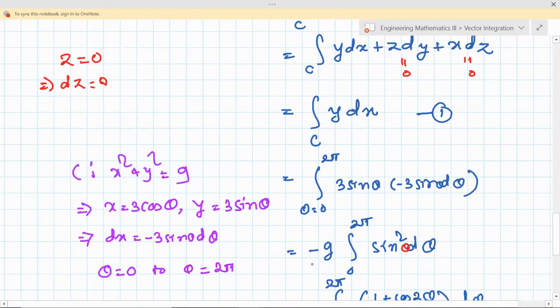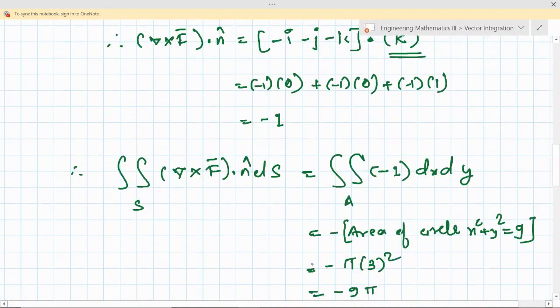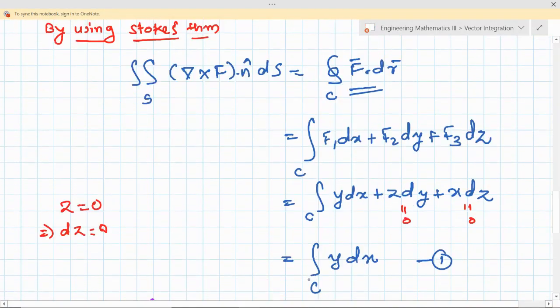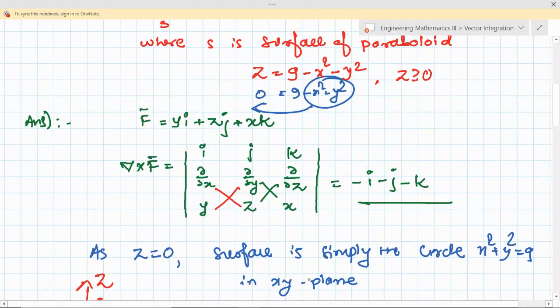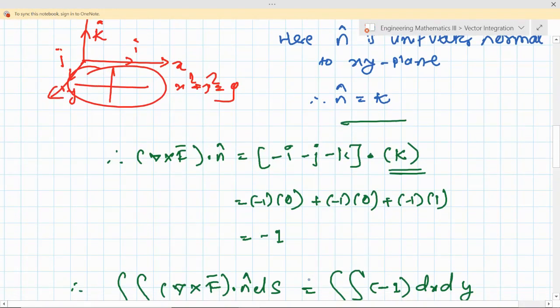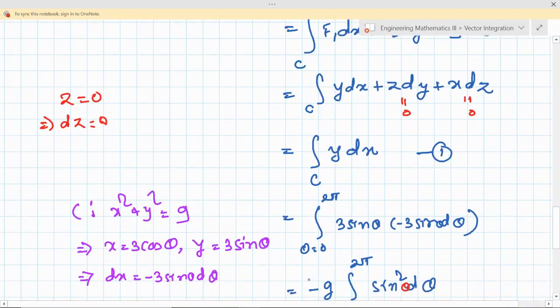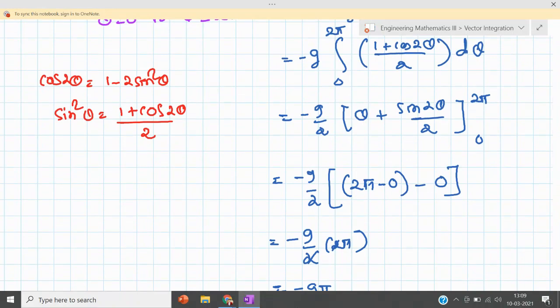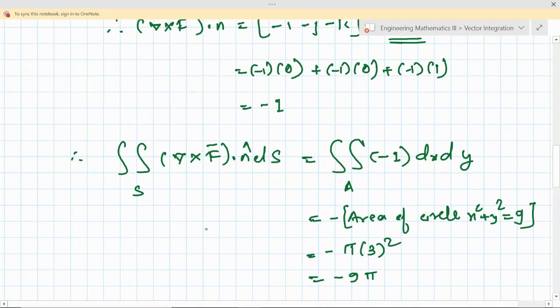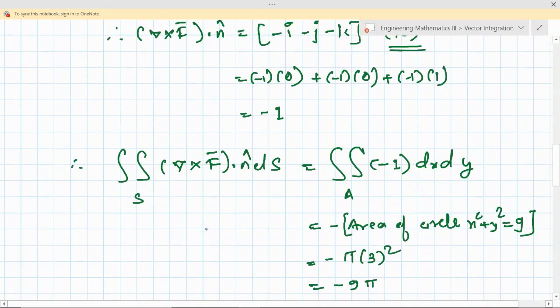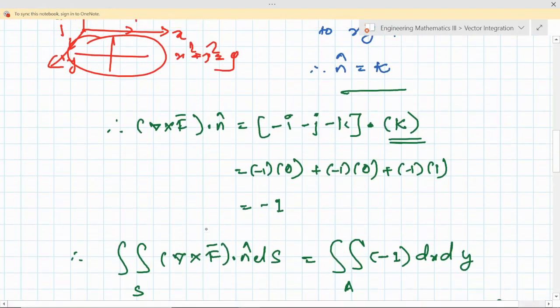So if you solve it by line integral, it is also minus 9 pi. If you solve it by surface integral, it is also minus 9 pi. You need to calculate some extra things for the surface integral, but in line integral you just have to integrate in the proper channel and convert the parametric equation of the curve. That is the only part here. But if you think about the surface integral also, it is very simple. You just need to practice it more.